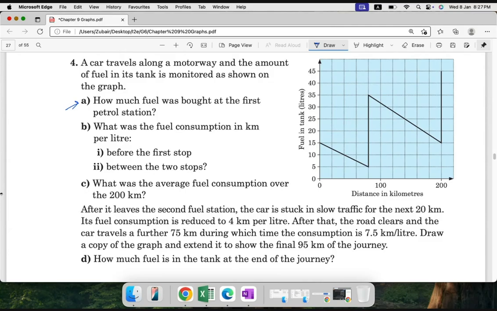Any ideas? So we will do 15. No, see, no way. At distance 0 kilometers the fuel is already 15. So they started traveling, and they're just traveling, and at this point they stopped and refueled. So from 5 to 35, 30 liters.